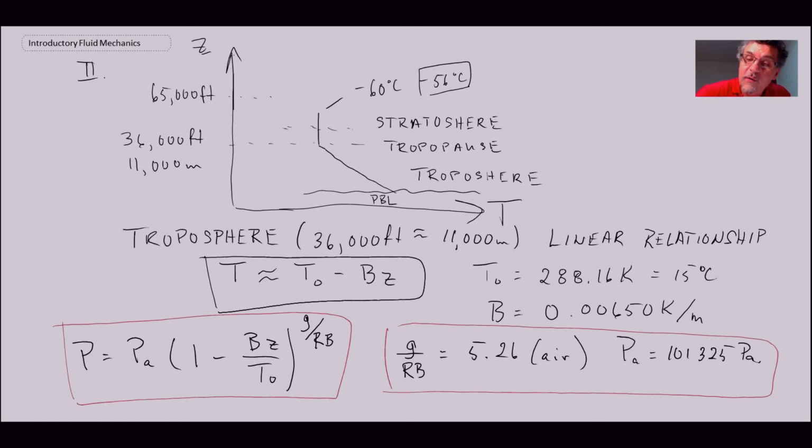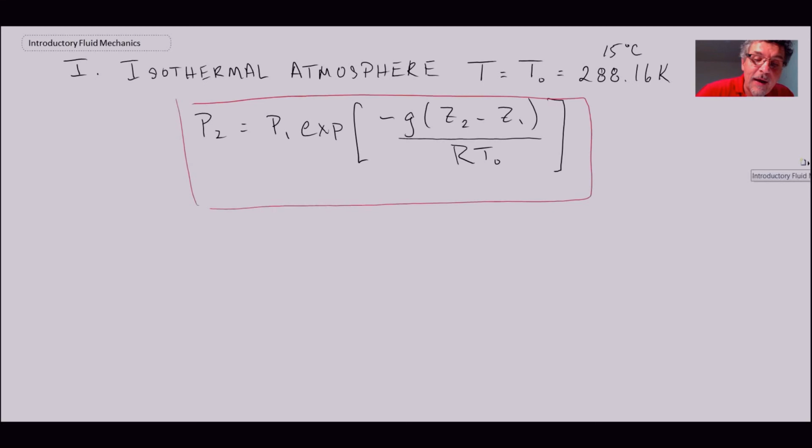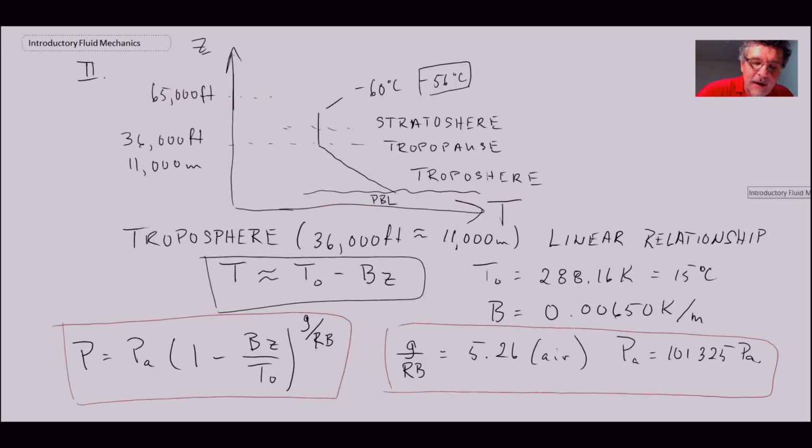So we have two different relationships. The first one is if we have an isothermal atmosphere, you can use that. And if you're in the troposphere, below the tropopause, you can use this relationship to estimate the pressure of the atmosphere as you go up. Those are two cases of looking at hydrostatic pressure distribution for a gas. In this case, we've looked at air and our atmosphere.